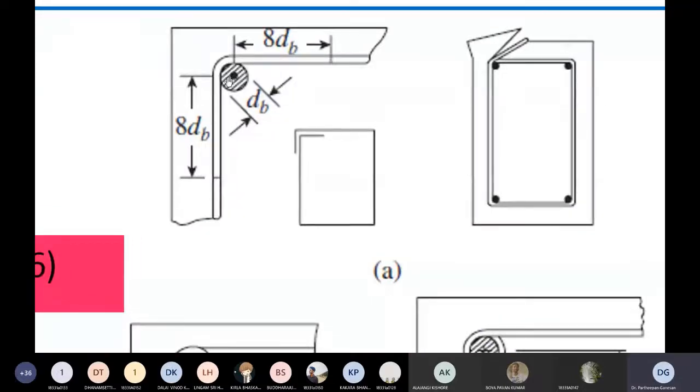Okay. Now this is the bar. Assume that the bar is here in the corner. From the center of the bar, this leg should go 8 times the diameter of the bar, if it is a 90 degree bend. This bar is bent 90 degrees, and this also is a 90 degree bend. For a 90 degree bend, remember you studied that for every 45 degrees you have to use 4 times the diameter. Because it is a 90 degree bend, you are using 8 times the diameter of the bar. Okay.